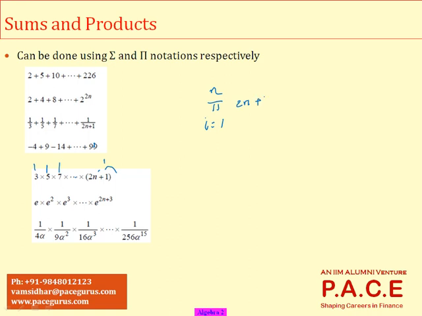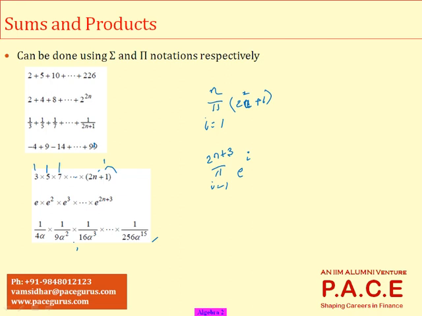So the first one looks very straightforward. Then what about the second one? e squared, e cubed, to e power 2n plus 3. 1, 2, 3, so on. So again, this also becomes pi i equal to 1 to 2n plus 3, e power i. Here also it is 2i plus 1.